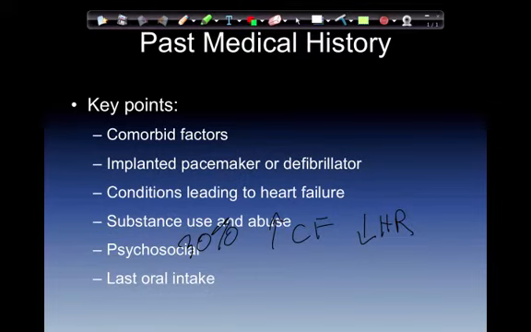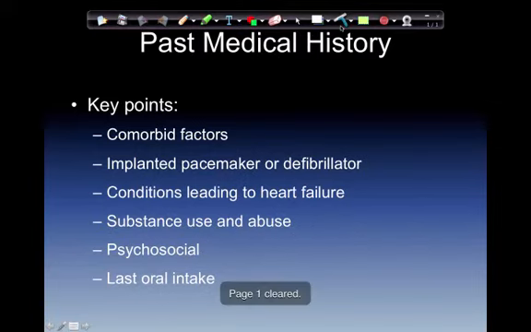Past medical history. Let me clear this off here. Comorbid factors, things like history of acute myocardial infarctions, cardiac infections, trauma, atrial fibrillation. All of these would be comorbid factors that should be pulled into their medical history. Implanted pacemaker defibrillator. Please know when it was implanted, what type of pacemaker defibrillator it is. Most people carry a card with them. Hopefully they have it with them currently whenever they had the episode. If it's fired, how many times has it fired?